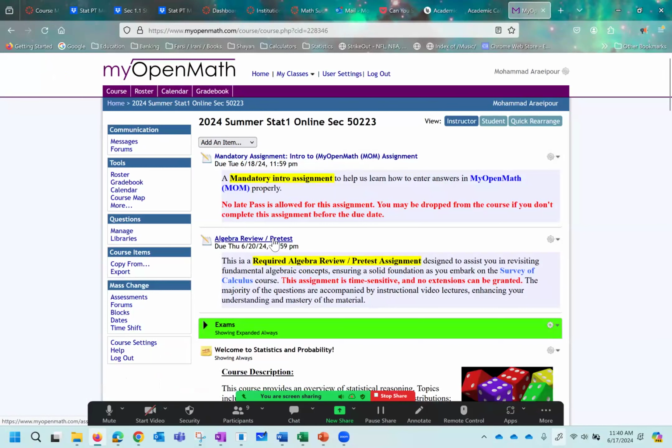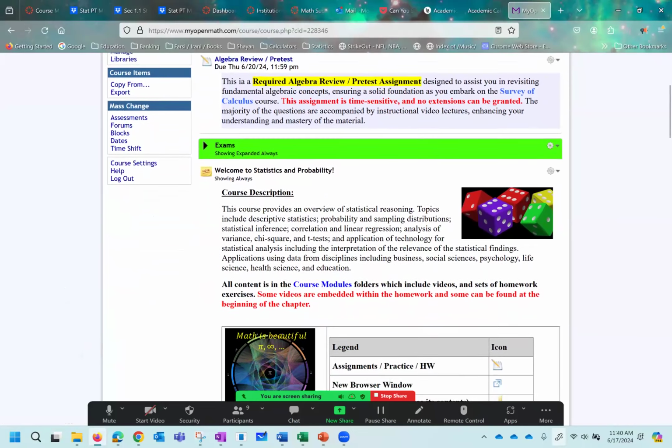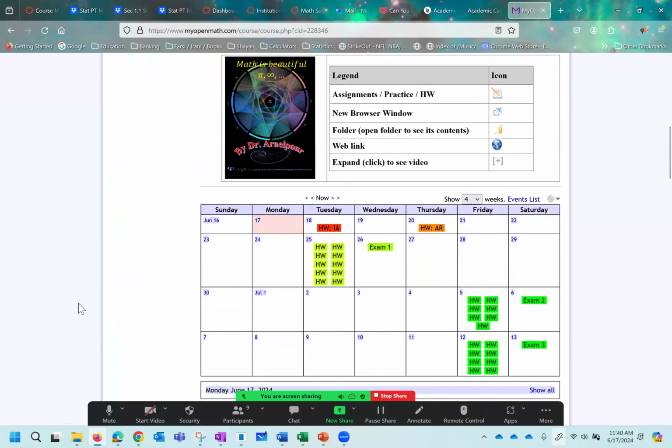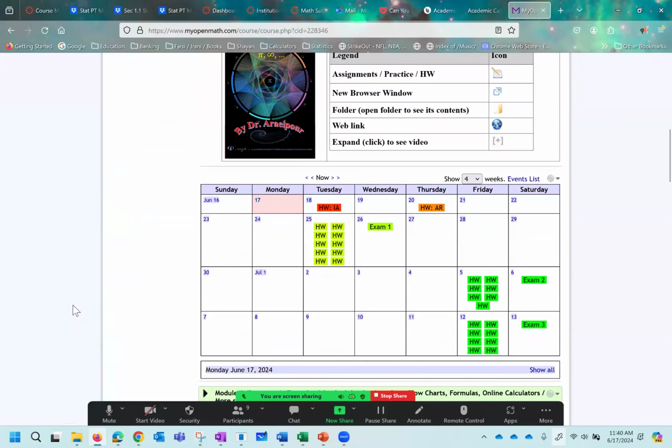The next one is the algebra review pretest. It's extremely important that students be very comfortable with algebra so they can handle statistics. Then we have the course description. There's a calendar here, and I want you to pay attention to it. First of all, the number of weeks. You decide if you want to have 4 weeks, 2 weeks, 3 weeks, to show you, so you can make it smaller or larger. The very first assignment is due tomorrow. We are going to do it today. And the next one, in a couple of days, is the algebra review.